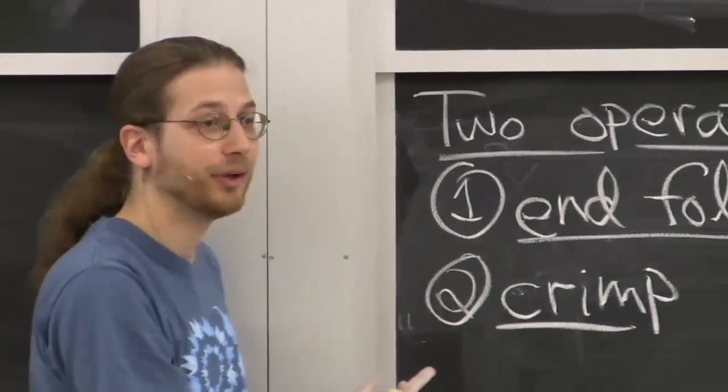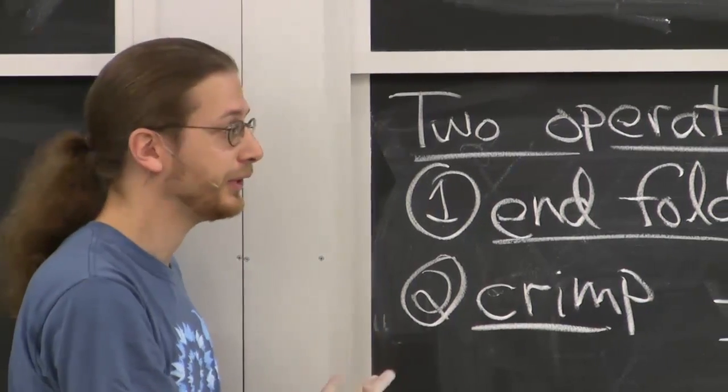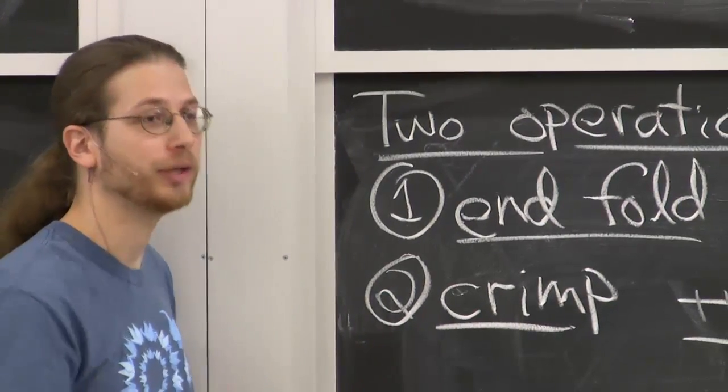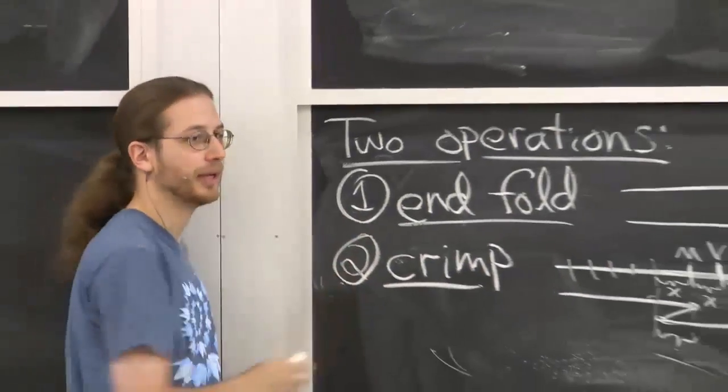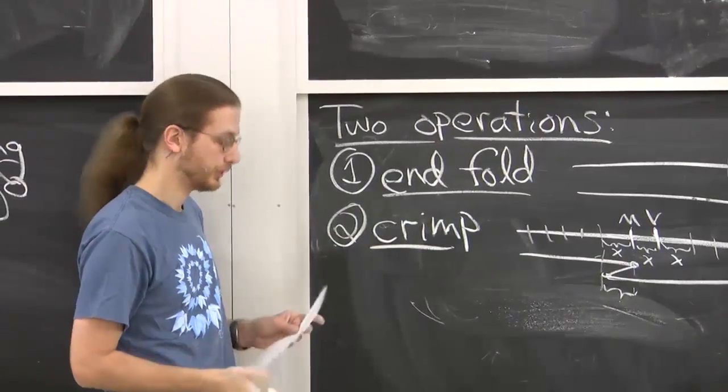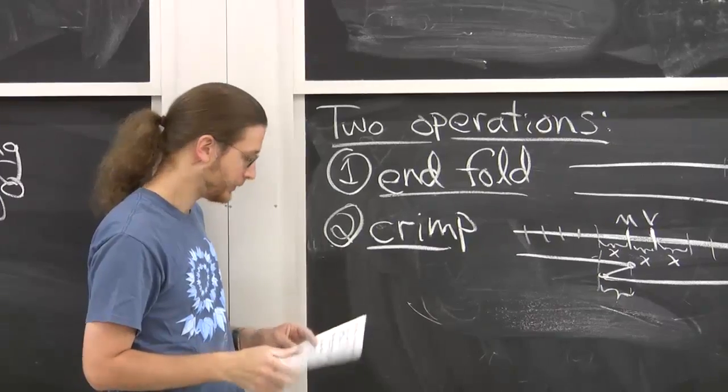Now, maybe these things don't exist. I claim if they don't exist, you are not flat foldable no matter what you do. These are enough to make everything that is flat foldable. We're going to prove that.